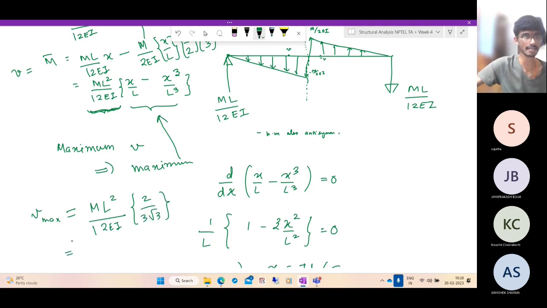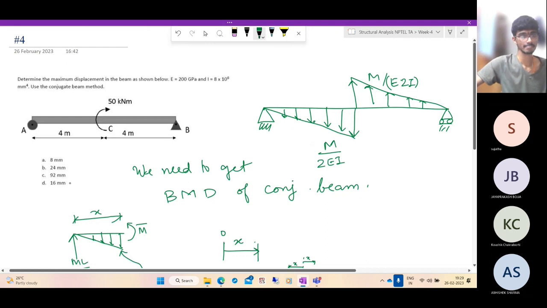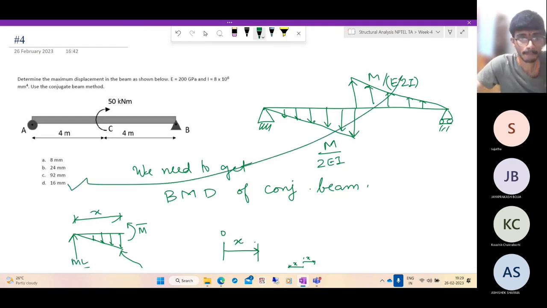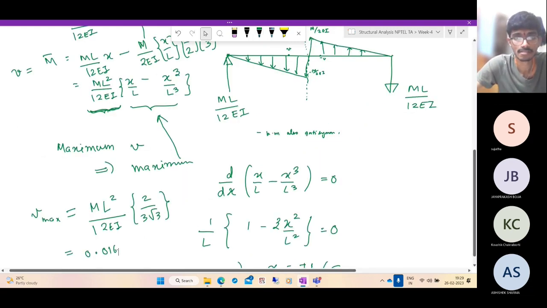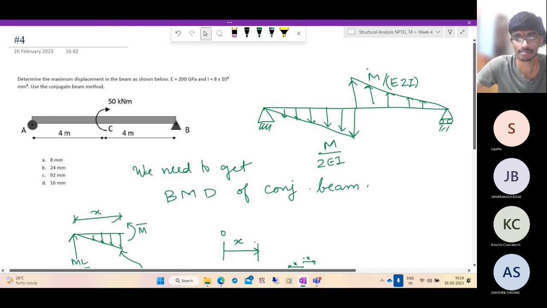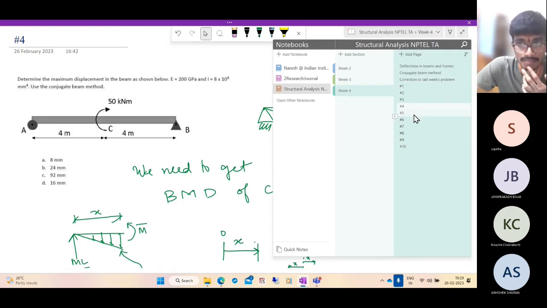Now, if you compute what it is, with m as 50 and L as given, you will get this quantity as 0.016 meters, which corresponds to 16 mm. So we have solved this. Let's go to the next question.